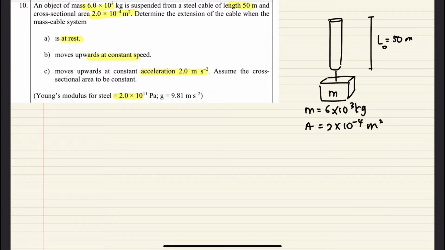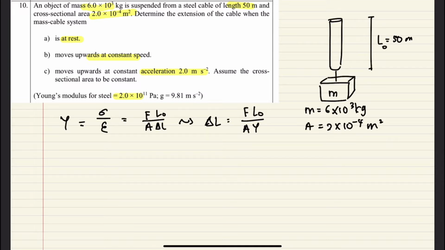Determine the extension of the cable when the mass-cable system is at rest. If you use the Young's modulus formula, which is stress over strain, then this will be F over A, over delta L over L naught. The question wants you to find the extension, so that will be your delta L. That means delta L is equal to F L naught over A times Young's modulus. So you can see here, the only missing quantity is actually the force.